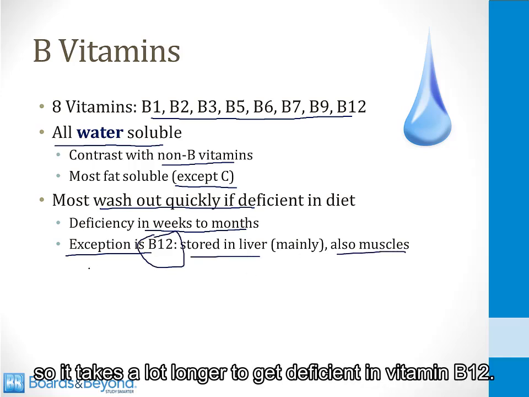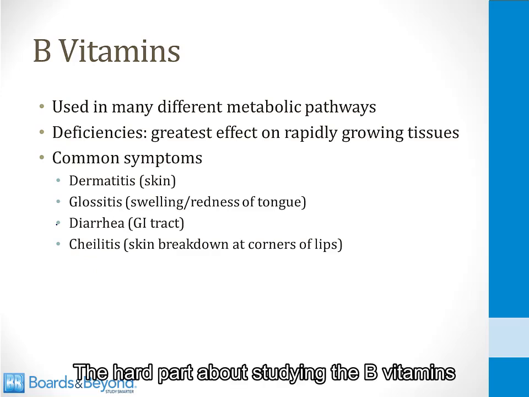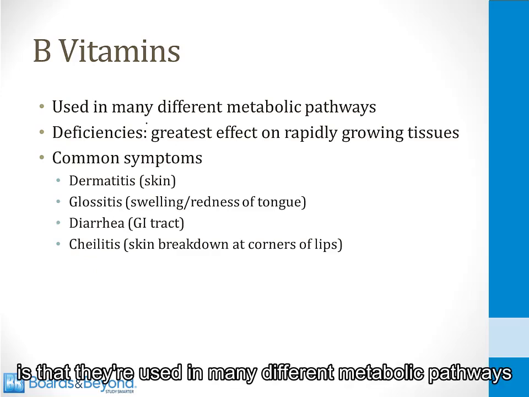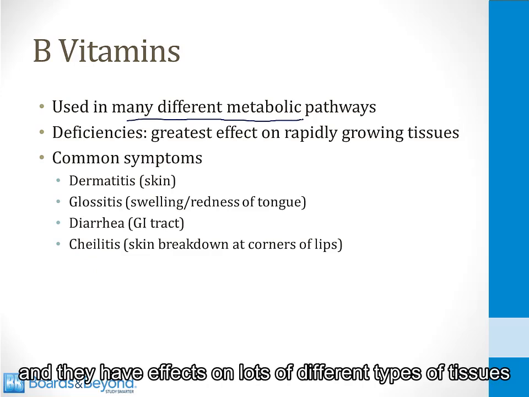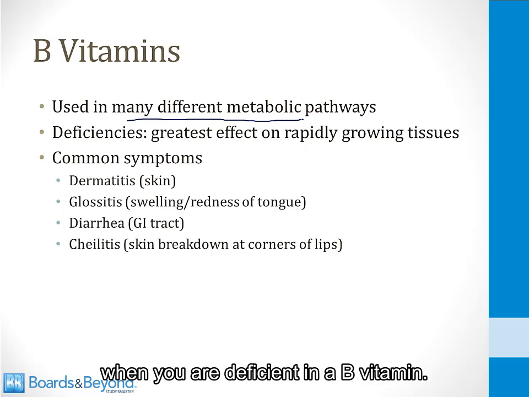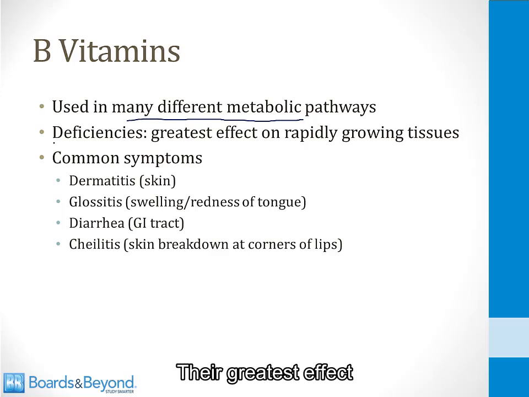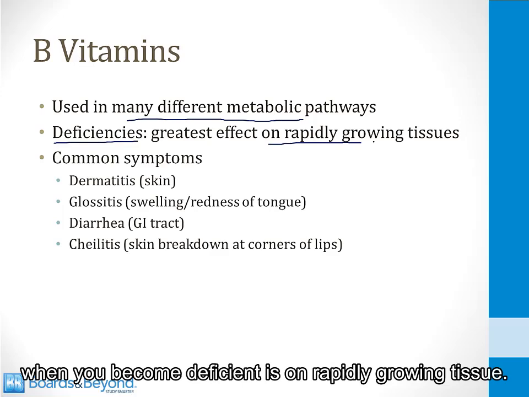in vitamin B12. The hard part about studying the B vitamins is that they're used in many different metabolic pathways, and they have effects on lots of different types of tissues when you are deficient in a B vitamin. Their greatest effect when you become deficient is on rapidly growing tissues.